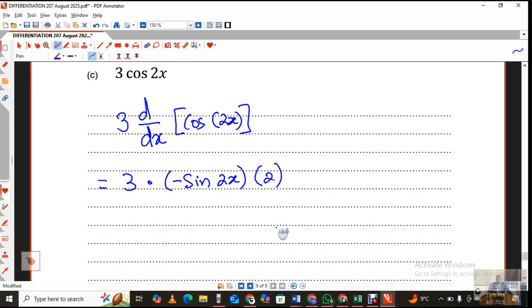Essentially, the calculus is done. It's just a matter of multiplying out and so on. So you've got 3 times 2 is 6, times this negative 1 here. So that gives me negative 6 sine of 2x. Again, that is the answer to that question.